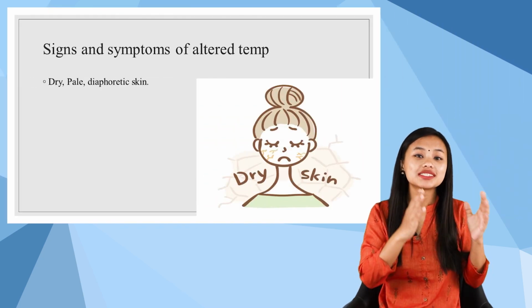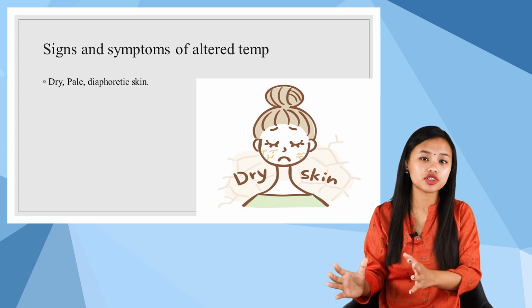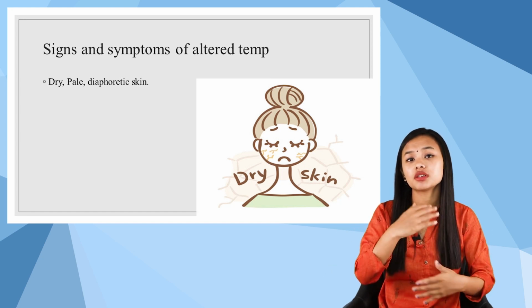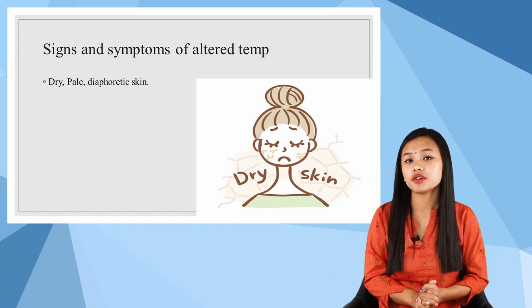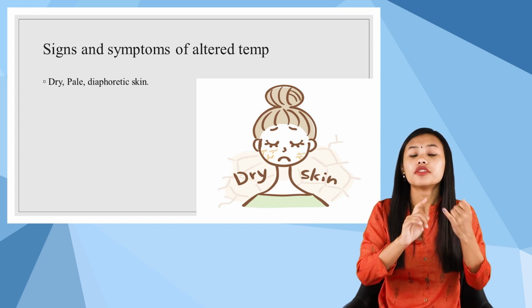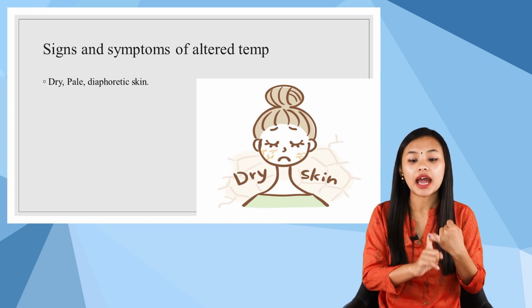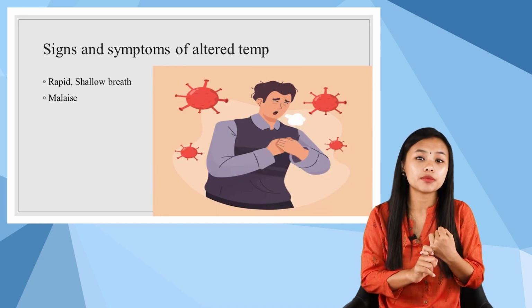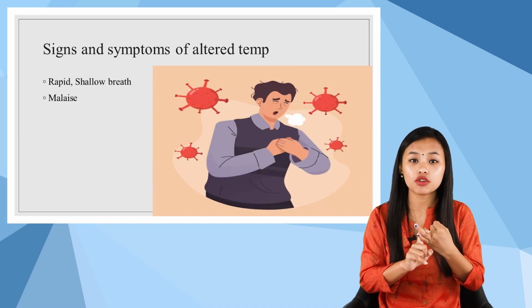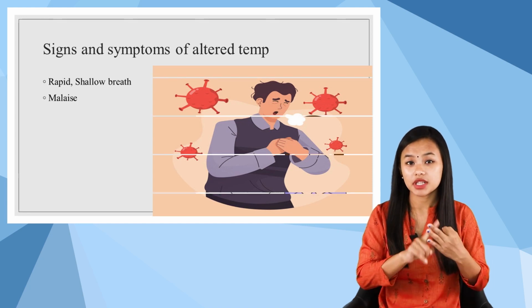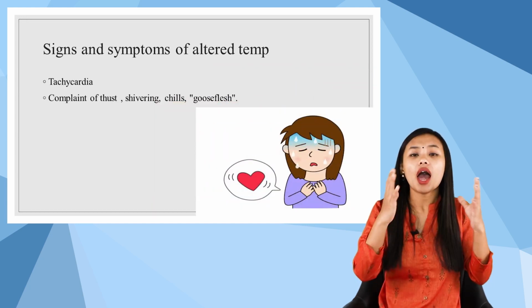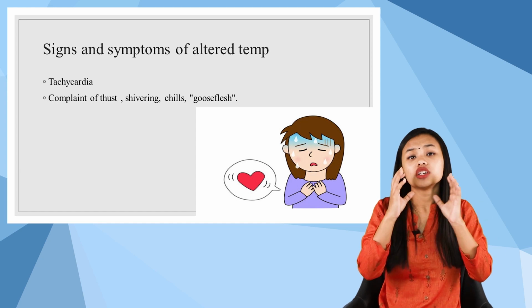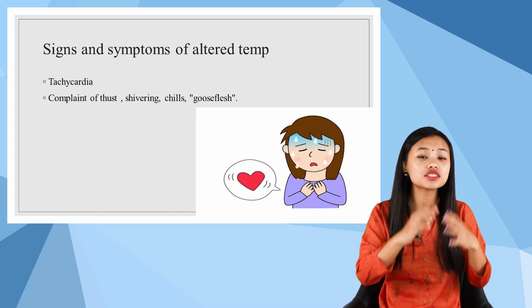So now moving on to the signs and symptoms of altered temperature. If there is an alteration in the body temperature, then what are the various signs and symptoms you can see? The first one is dry, pale, and diaphoretic skin. You will also see that the client will be having rapid and shallow breathing. He will be having malaise, tachycardia, as well as complaints of thirst, shivering, chills, as well as goose flesh.